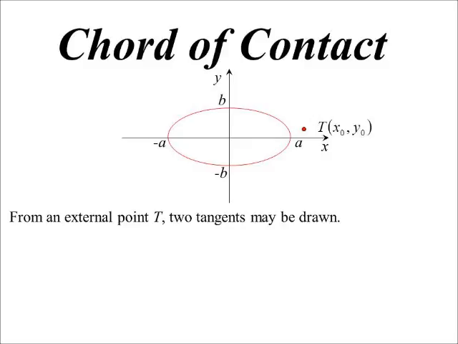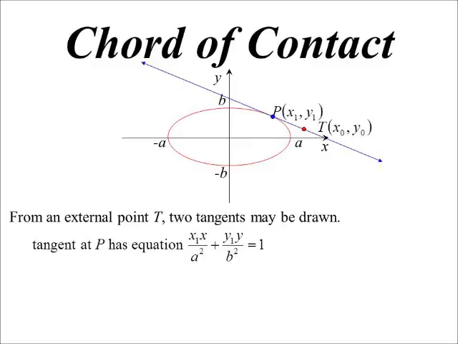Okay. Follow me. External point. And just like any conic, you can draw two tangents from the external point. We can do it with the circle. We saw we could do it with the parabola. Yes, we can do it with the ellipse as well.